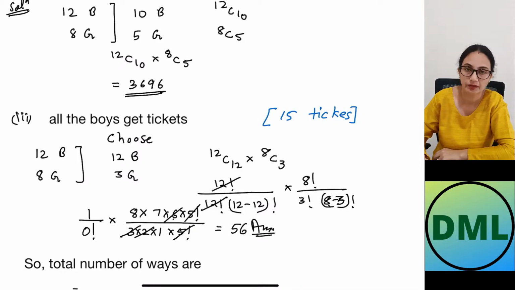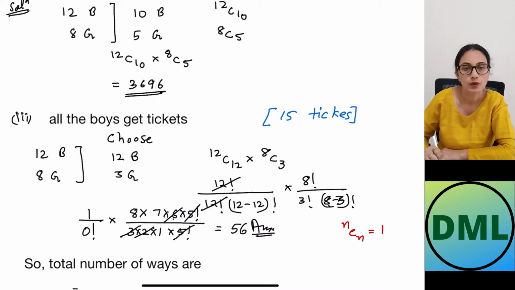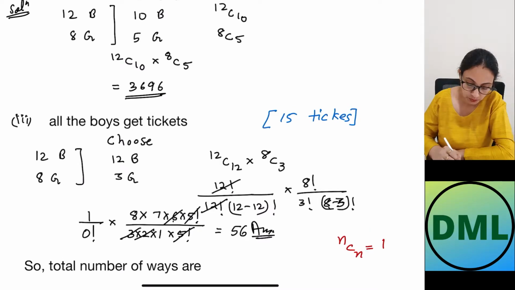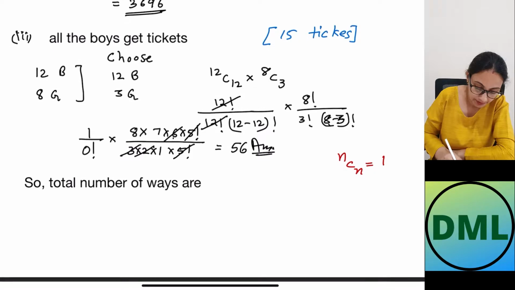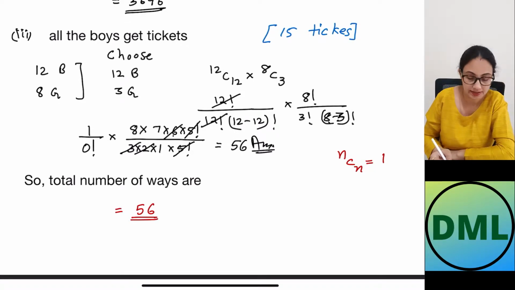Here we have learnt one more thing. If we have nCn, our answer will be considered as 1. Whether it is 2C2 or 10C10, your answer will be equal to 1. So the total number of ways is given by 56. That will be your answer. Let's see one more example.